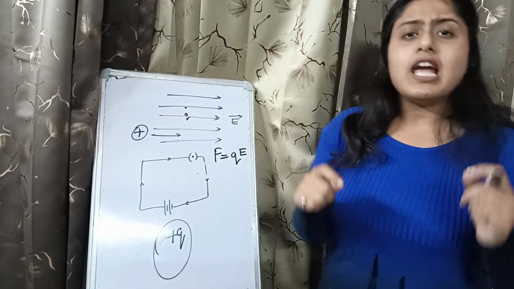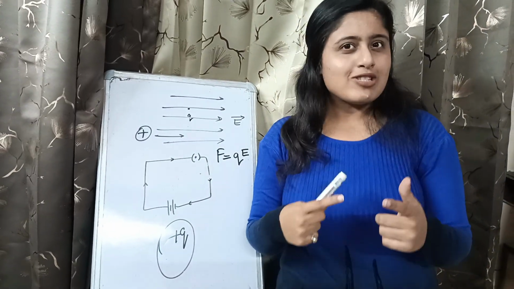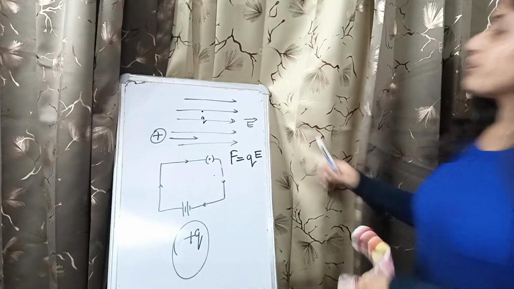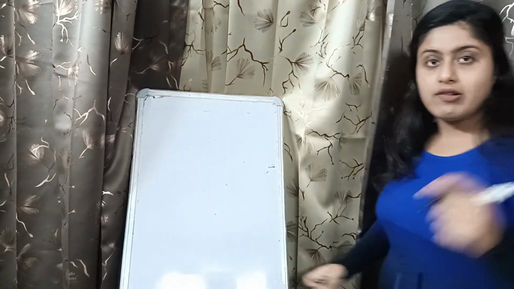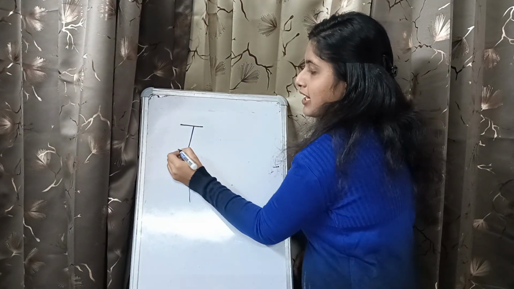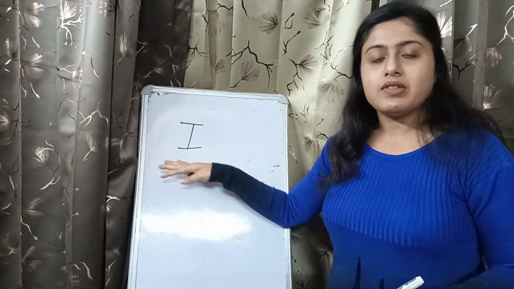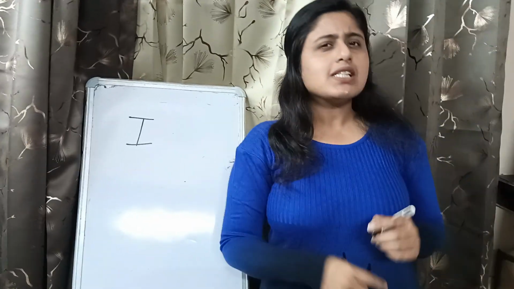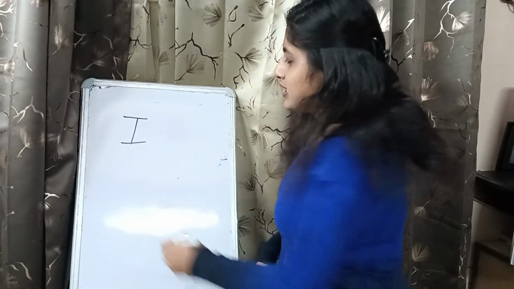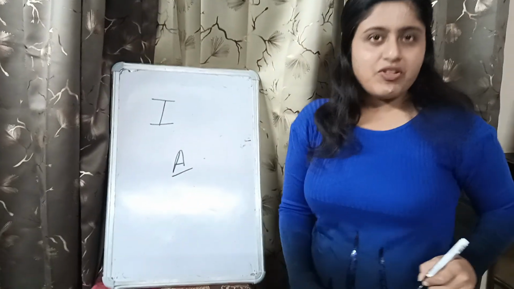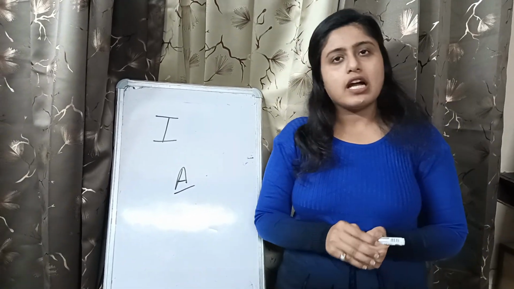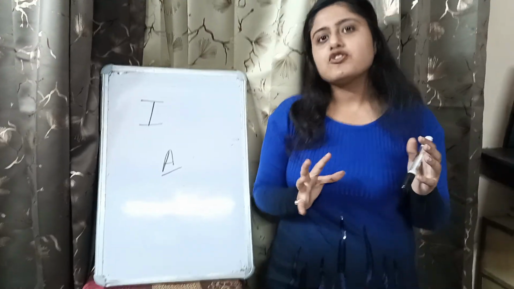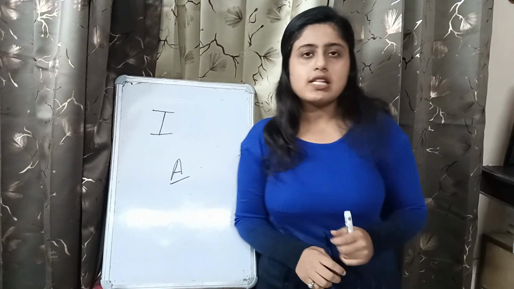So basically, let's study more about electric current now. Electric current is simply denoted by the symbol I. This is the symbol of electric current. What is its SI unit? Its SI unit is named after a scientist named Ampere. Capital A is the SI unit of electric current. Now basically, electric current is taken as the flow of charges. So what will be the direction of this electric current?